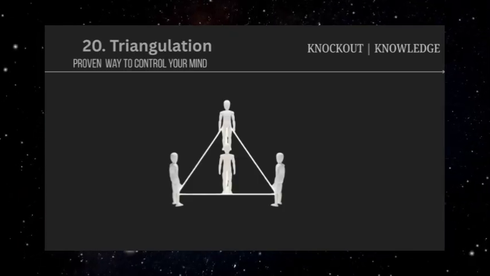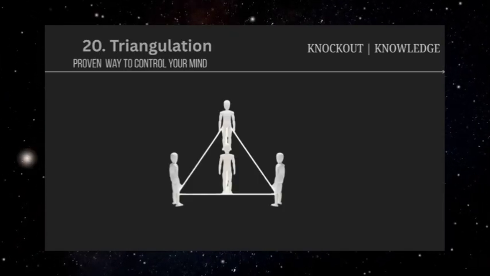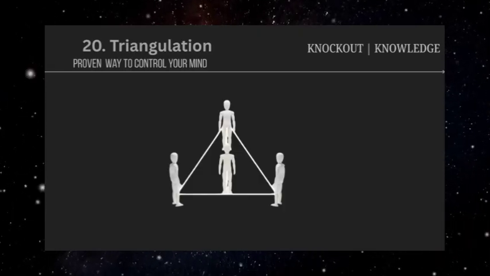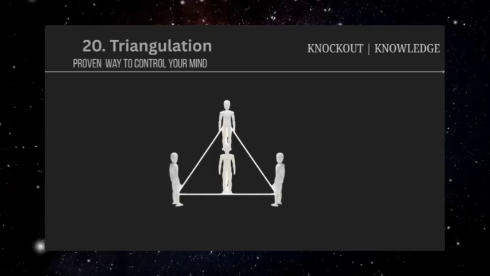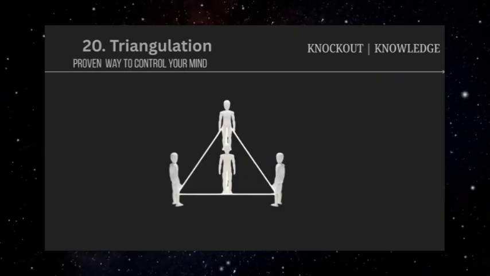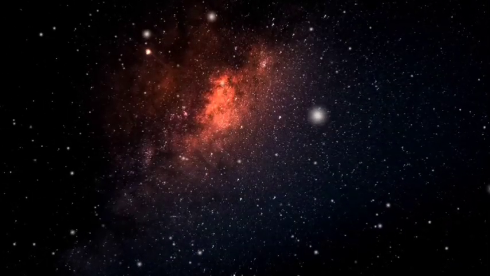Parental triangulation can involve using one child to send messages to another, comparing children to each other, or bringing children into adult conflicts. "Your brother never gives me this much trouble," or "Tell your father I'm too upset to talk to him," puts children in the middle of dynamics they shouldn't be responsible for managing.